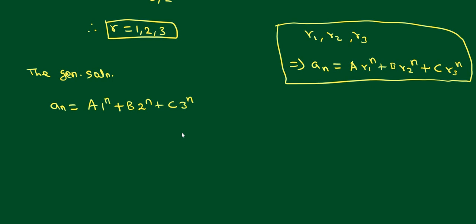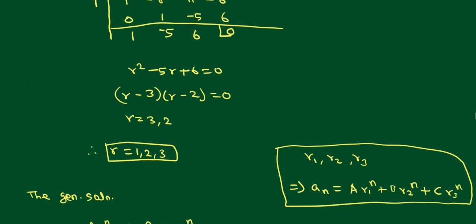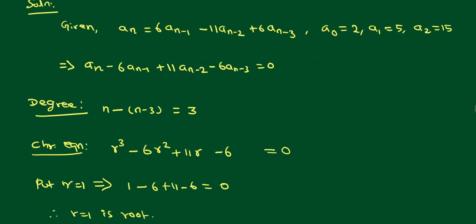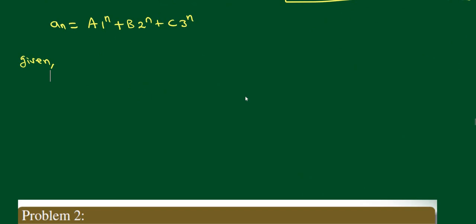Still the problem is not over because I am not using the initial condition. What is the given initial condition? The given data in that initial condition. Just I will scroll up and show it to you. So what is the given data? Actually the given data is here. See that? A0 is 2 and A1 is 5 and A2 is 15. So 2, 5, 15 are there for A0, A1, A2.